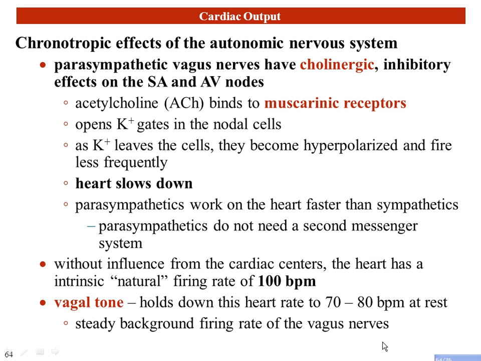Parasympathetic nerves, remember, are cholinergic. Cholinergic nerves release ACH, and on the heart, ACH binds to muscarinic receptors, causes the heart rate to slow down. I do want to remind you, parasympathetic nervous system has little influence on the ventricles, especially the myocardial cells in the ventricles. And also I want to remind you of vagal tone.